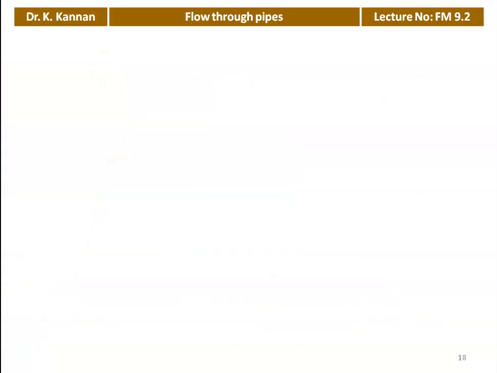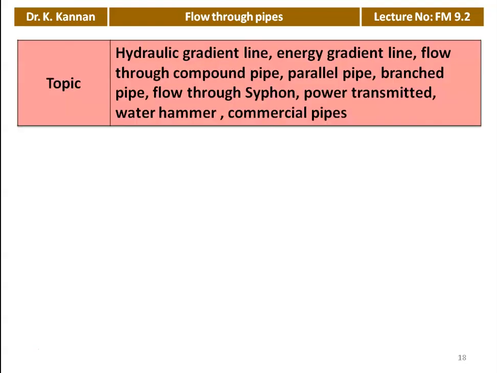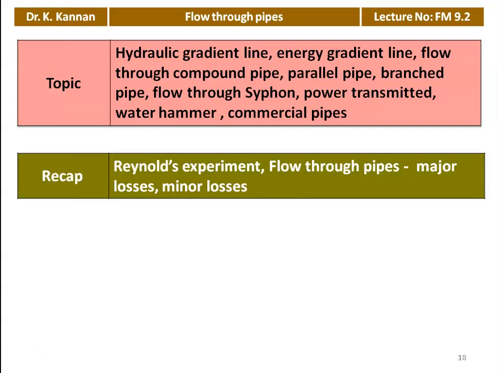And this is lecture number 9.2. So in the 9th chapter, second lecture, the topic we are discussing is flow through the pipelines. And the topics we are going to discuss in this lecture are hydraulic gradient line, energy gradient line, flow through compound pipe, flow through parallel pipe, branched pipe, flow through siphon, power transmitted when the water is flowing through the pipeline, the effect of water hammer and the commercial pipes.